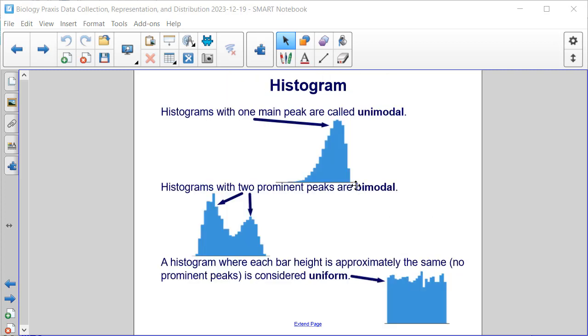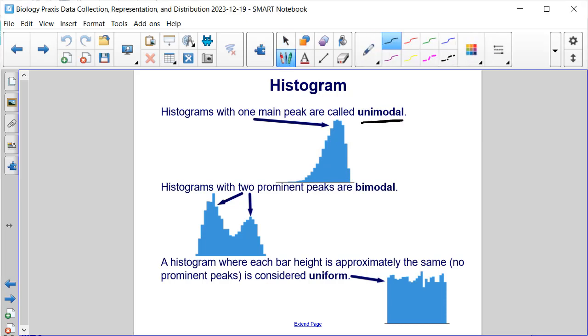Histograms with one main peak. So you can see here, this is, remember, a continuum of data. And when there's one main peak, that's called unimodal. Histograms with 2 prominent peaks are bimodal. A histogram where each bar height is approximately the same, so there's no prominent peak, like here, is considered uniform.